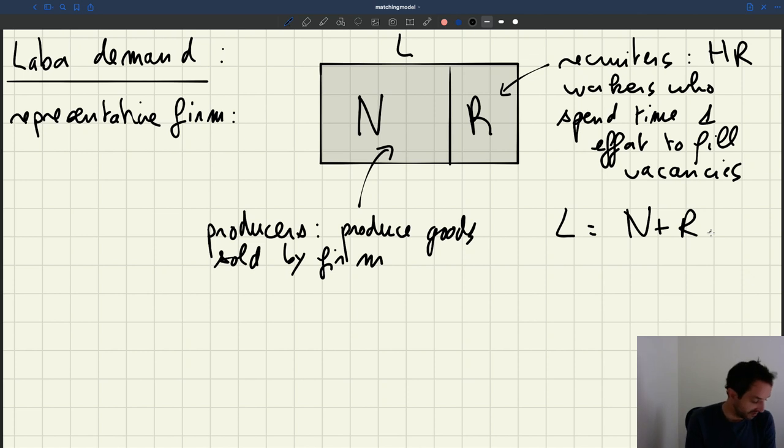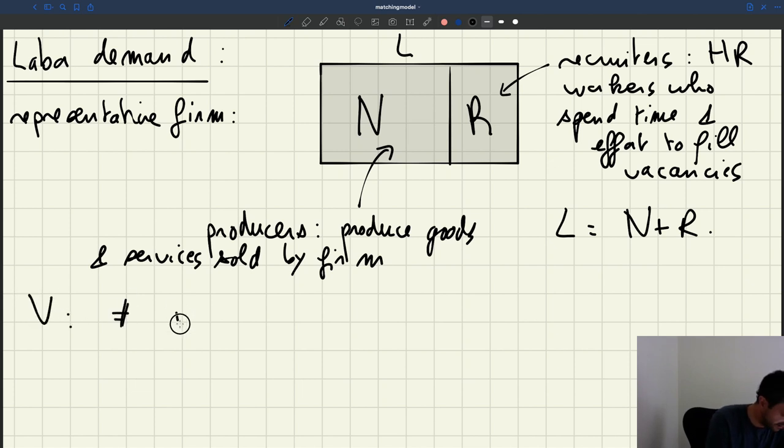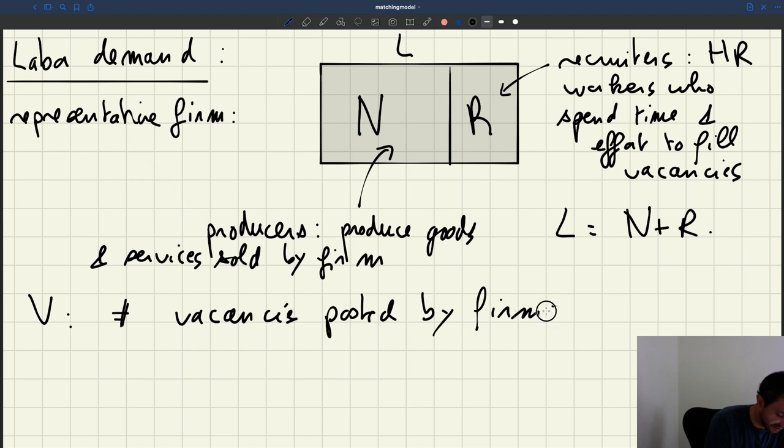So we have our producers that produce goods and services that are sold by the firm, and we have the recruiters that are going to spend time and effort to fill vacancies. In terms of notation, we have L, N, and R. The number of vacancies that firms are going to post, we're going to call it V. So that's the number of vacancies that are posted at any point in time.